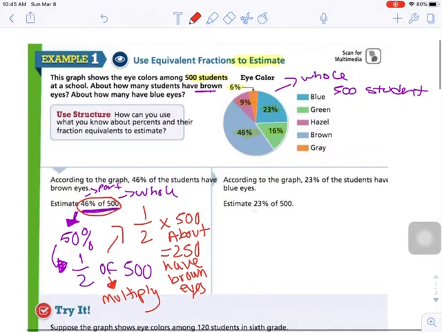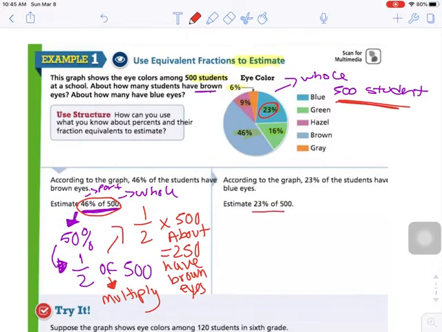All right, let's try another one. So next one says to calculate blue eyes. So blue eyes we know is 23% out of our whole, which is 500. So we're trying to estimate 23% of 500. So 23%, let's round that, and we're going to round down because it's closer to 20%. So we have 20% of 500.